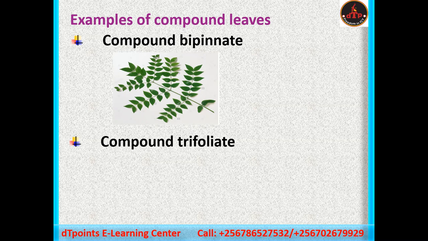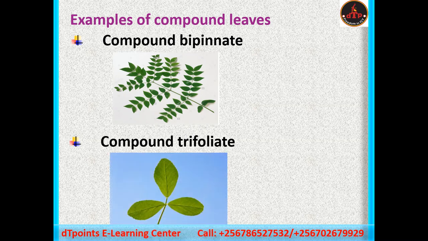Then we have compound trifoliate. Tri means three. Therefore, trifoliate, these are three leaflets. And a good example of a plant with this kind of leaf is a bean plant. A bean plant has got this type of leaf. I want us to look at this leaf over here.